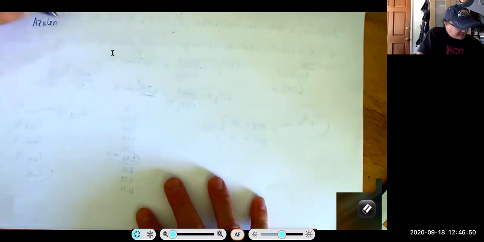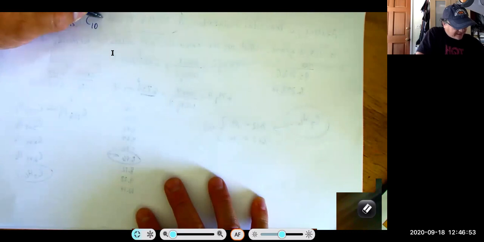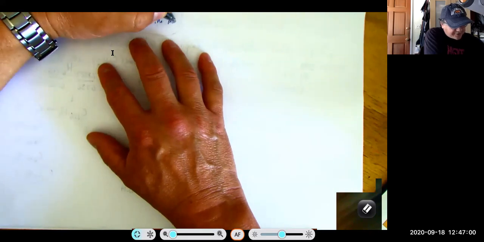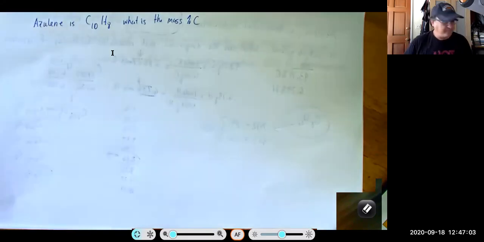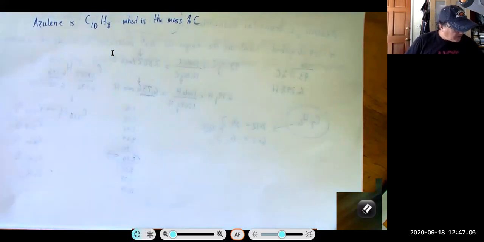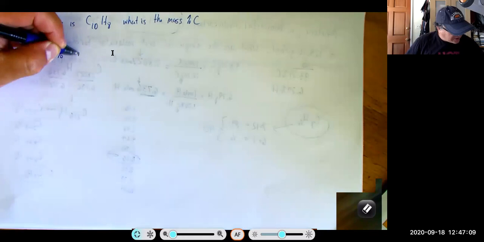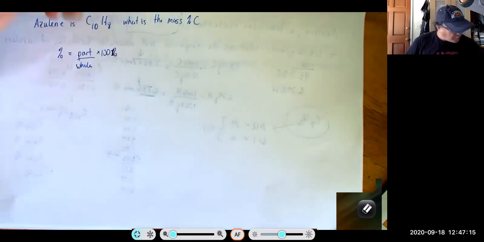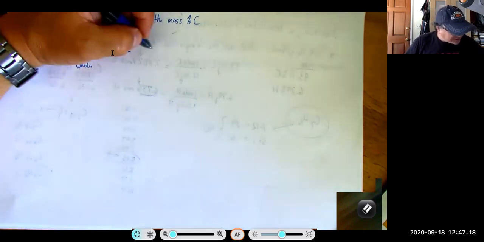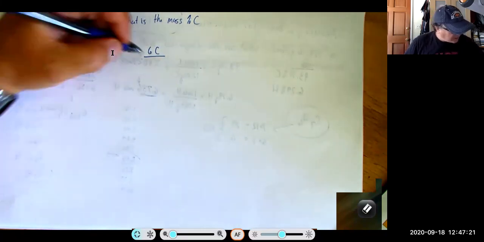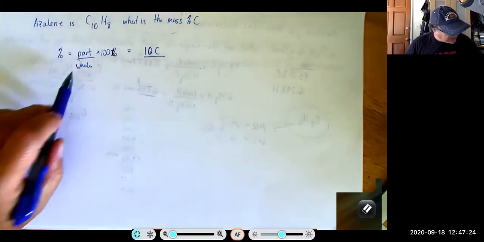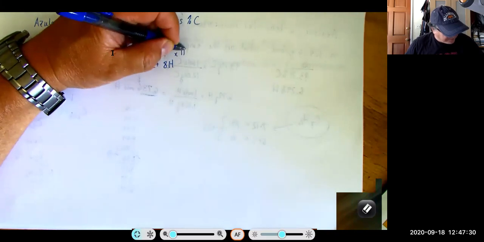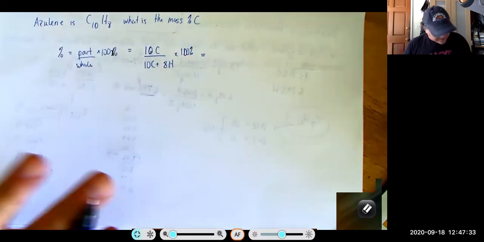So here, azulene is C10H8. What is the mass percent carbon? Okay, so how do we do that? Well, percent is always part over whole times 100%. In this case, what is the part? The part is going to be 10 carbons. The whole is going to be 10 carbons plus 8 hydrogens, and then times 100%.